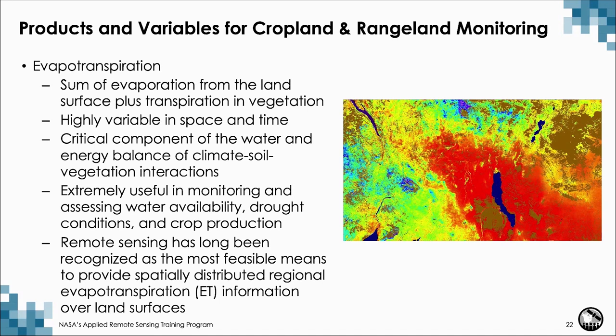Remote sensing has long been recognized as the most feasible means to provide spatially distributed regional evapotranspiration information over land surfaces. Next week, the entire webinar will be devoted to evapotranspiration, so please join us next Tuesday for the final part of this webinar series to learn more about ET.